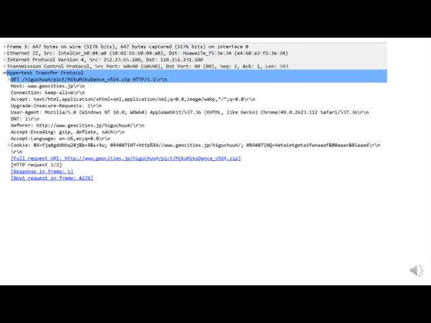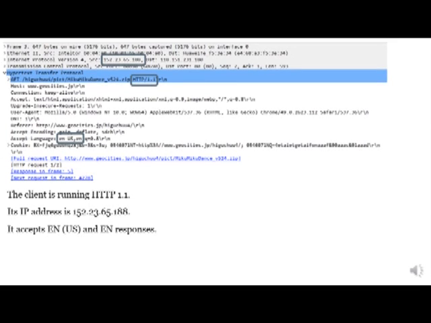This is the HTTP GET request sent by the browser. The client is running on HTTP 1.1. Its IP address is 152.23.65.188, and it accepts English US and English responses.